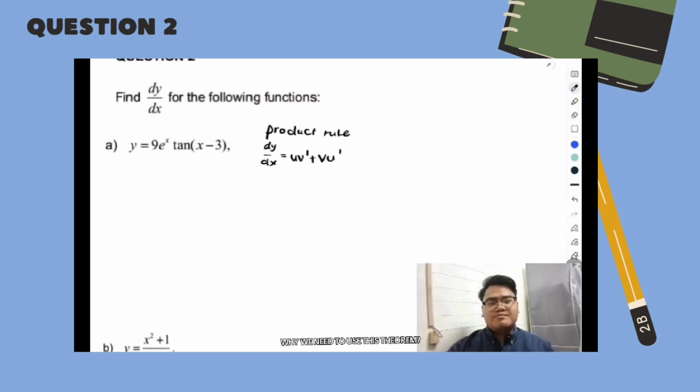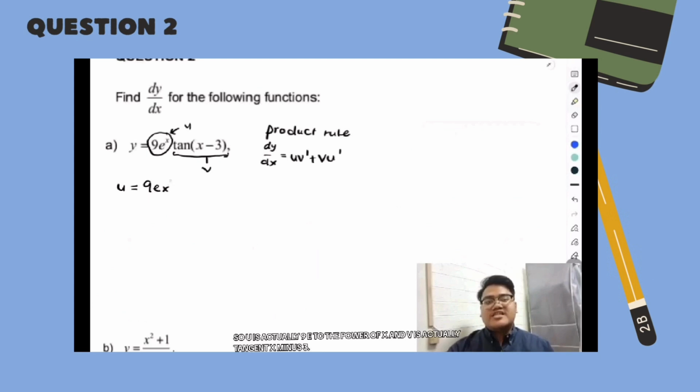Why we need to use this theorem? Because as the functions become more complicated, the product rule will become useful and in many cases required. Firstly, we need to identify this part, 9e to the power of x, as u and tangent x minus 3 as v. After that, we need to find the differentiation for u and v. So, u is actually 9e to the power of x and v is actually tangent x minus 3.